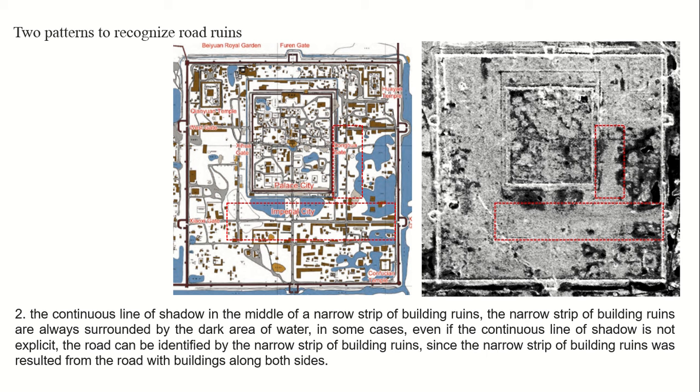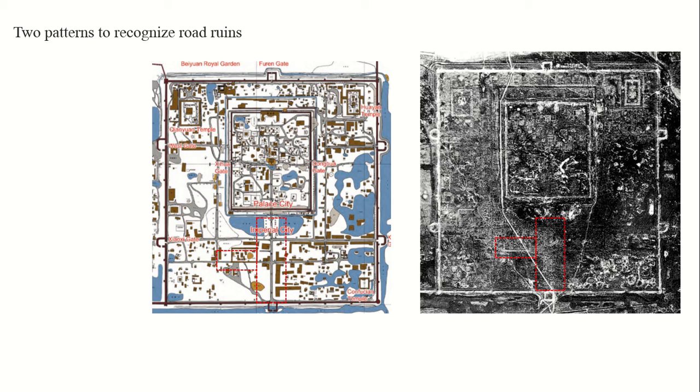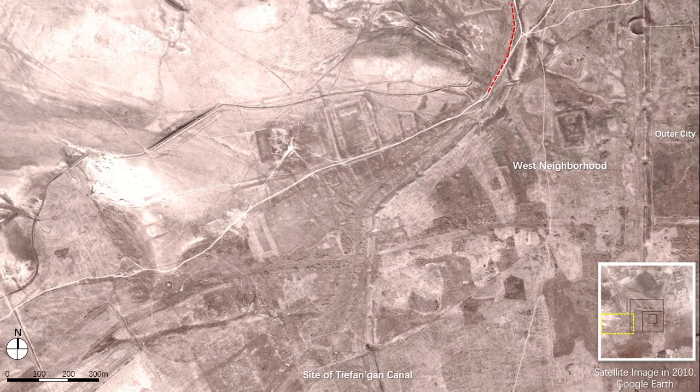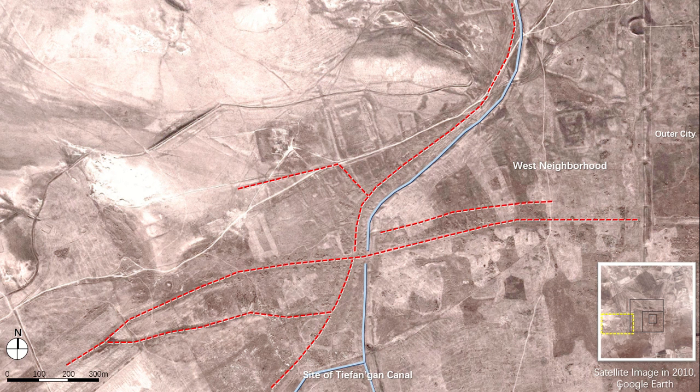In some cases, even if the continuous line of shadow is not explicit, the road can be identified by the narrow strip of building ruins, since this kind of building ruins resulted from the road with buildings along both sides. With these two patterns, we tried to recognize the road ruins in west neighborhoods and east neighborhoods from the aerial photos and the satellite images.